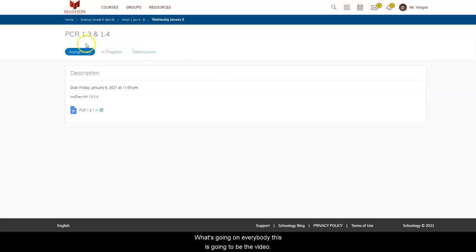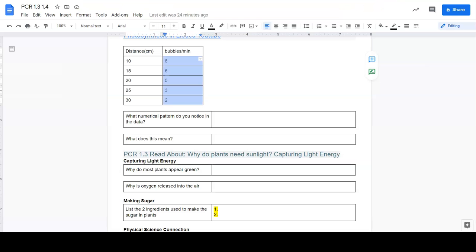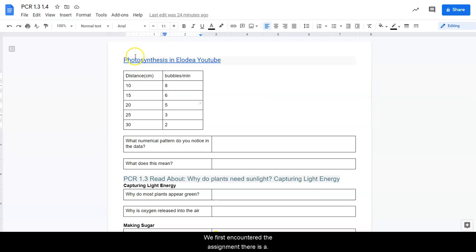What's going on, everybody? This is going to be the video walkthrough for the PCR 1.3 and the photosynthesis in Elodea assignment. When we first encounter the assignment, there is a video on photosynthesis and about the Elodea.